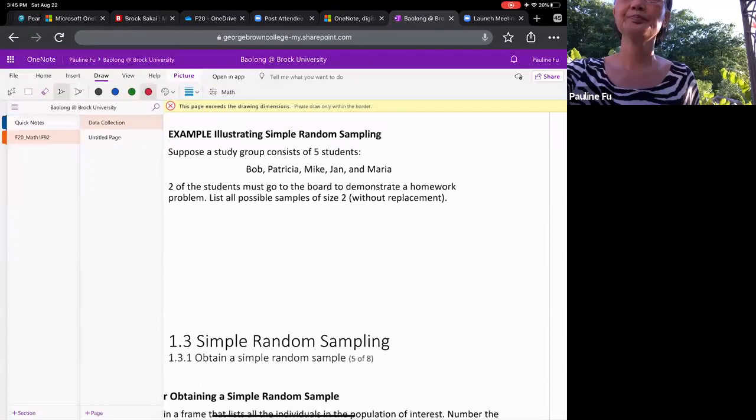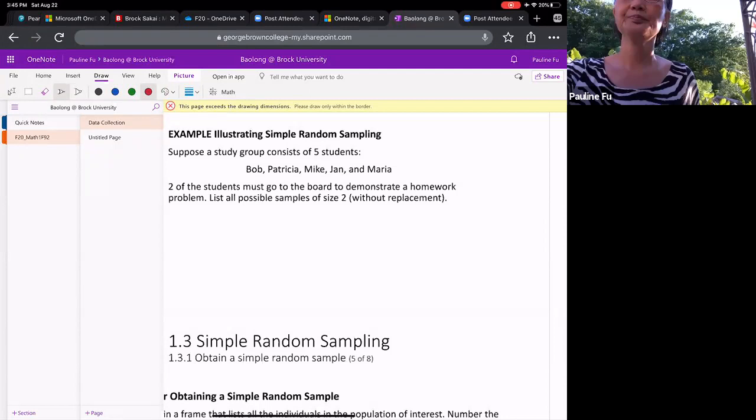And then Bob, Mike, Bob and Jane, Bob and Maria. Okay, so this is 4 samples. I repeat: Bob, Patricia, Bob, Mike, Bob, Jane, Bob, Maria. Okay, then you can have other samples. For example, Patricia, Mike, Patricia, Jane, and Patricia, Maria. Okay, and you have Mike, Jane, Mike, Maria. Lastly, you have Jane, Maria.